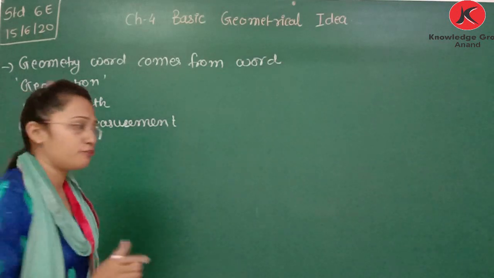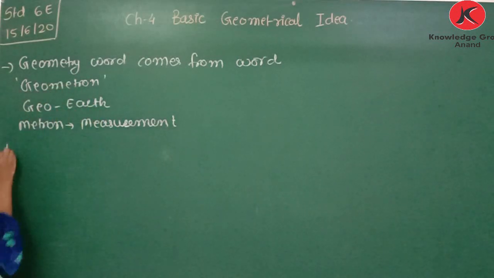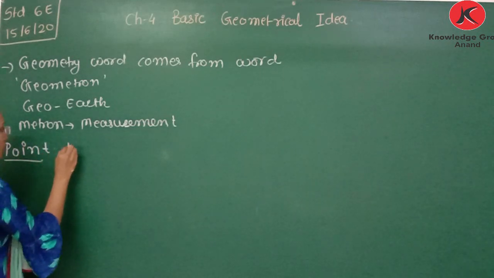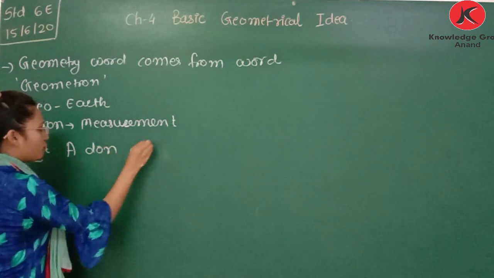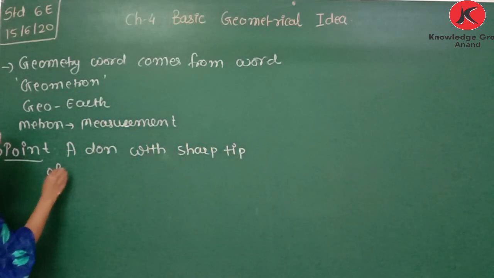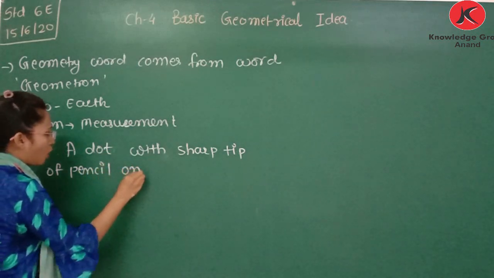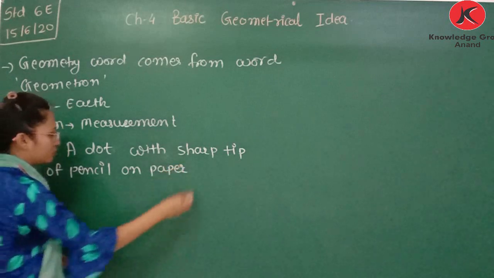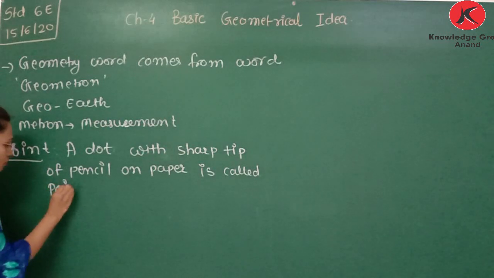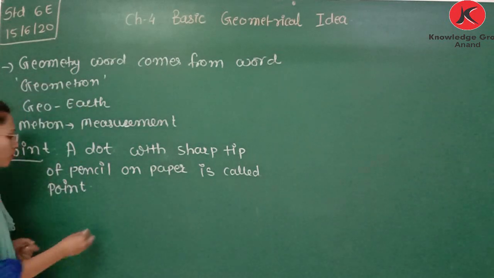Geometry starts with a point. If you make a point, then it is geometry. So what is a point? First of all, a point. A dot made with the sharp tip of a pencil on paper is called a point. If we make a dot with a sharp tip of pencil, it becomes a point.